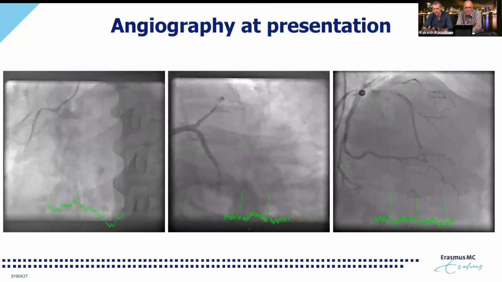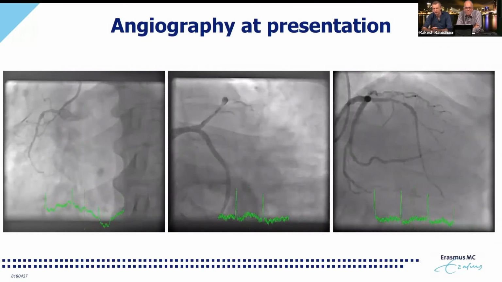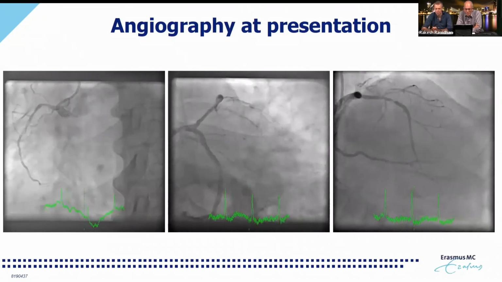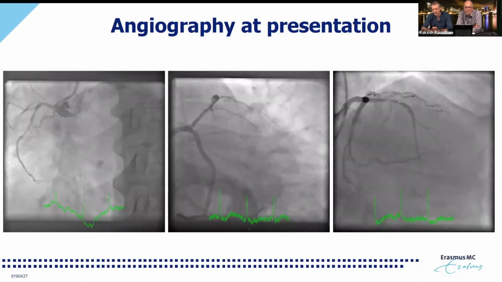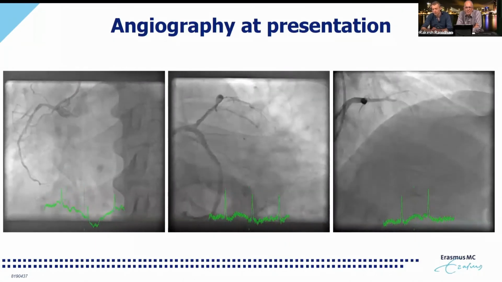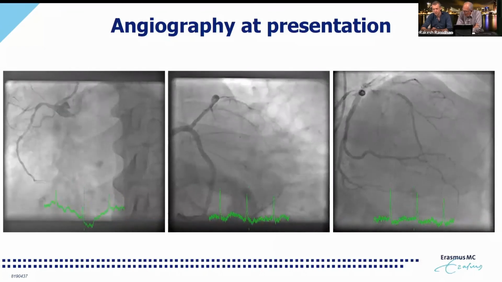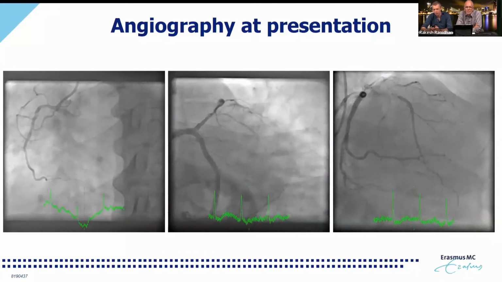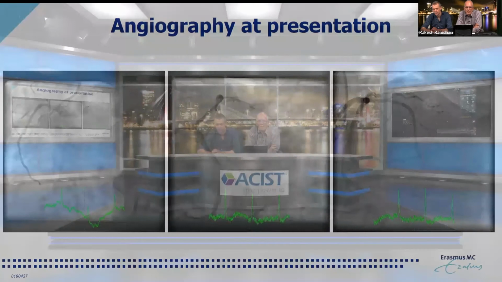Is it the circumflex or the LAD? And in these cases, the use of intravascular imaging can become particularly appealing. And maybe this is also an answer to the question, how important is identification of the ruptured plaque? Well, we think it is in this case because you identify the culprit.